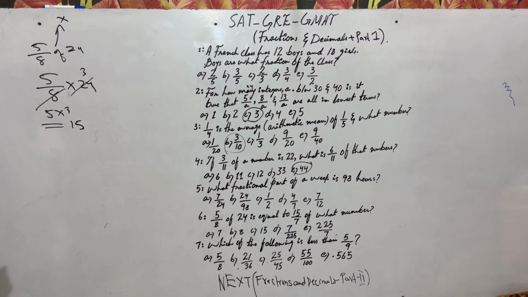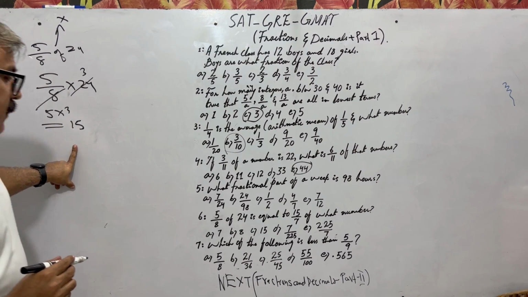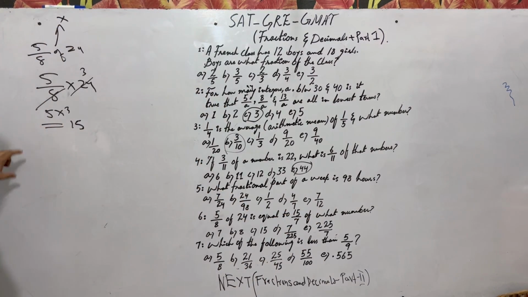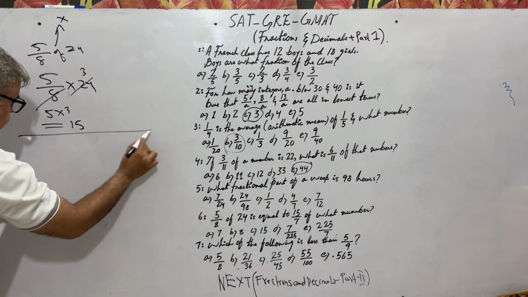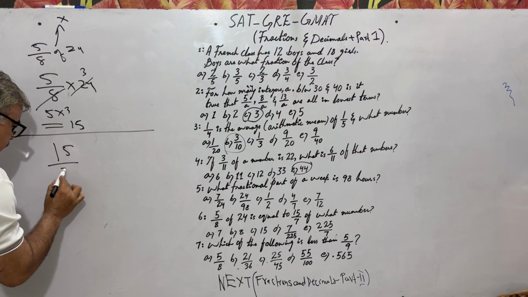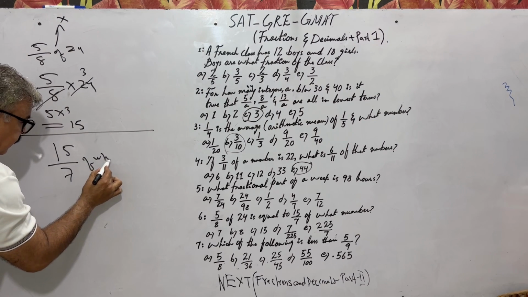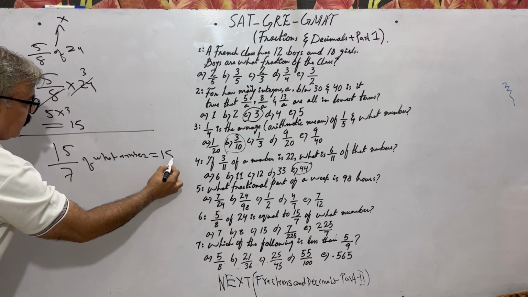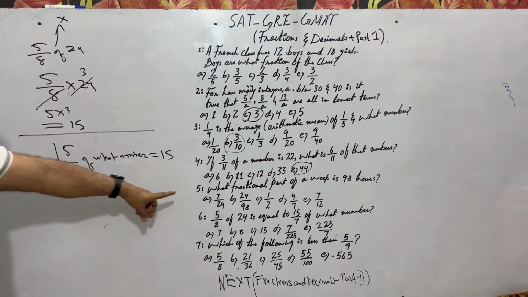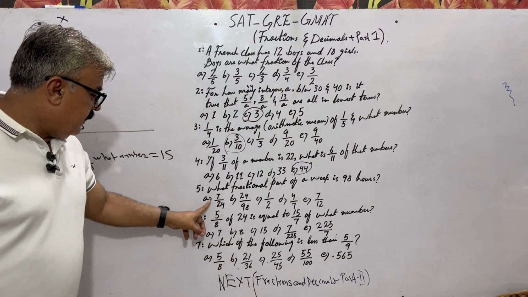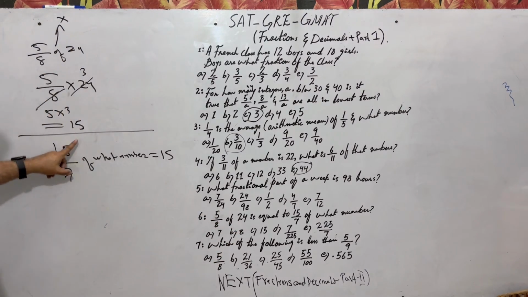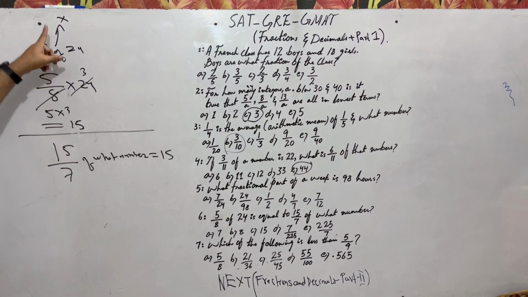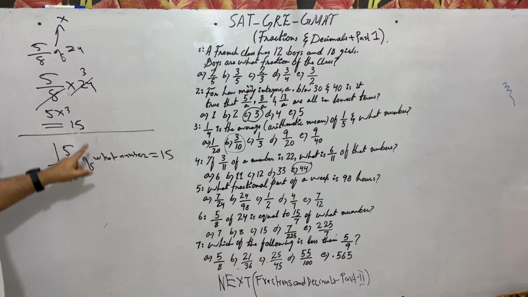Now we are asked to find: 15 upon 7 of what number is equal to 15? Here 5 upon 8 of 24 is our 15. Of stands for multiplication, as I have mentioned, and that's equal to 15.